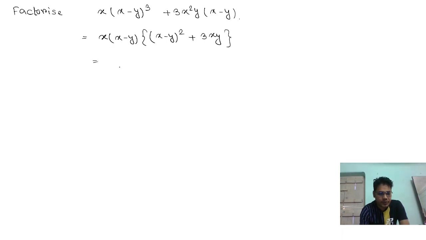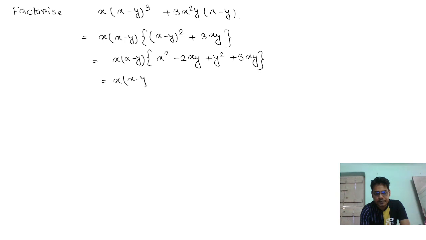Now it is x into (x minus y), so x into (x minus y) into, that is x squared minus 2xy plus y squared plus 3xy. So here it will be x into (x minus y) into (x squared plus xy plus y squared). That will be the final answer of this question. Now this is a single.